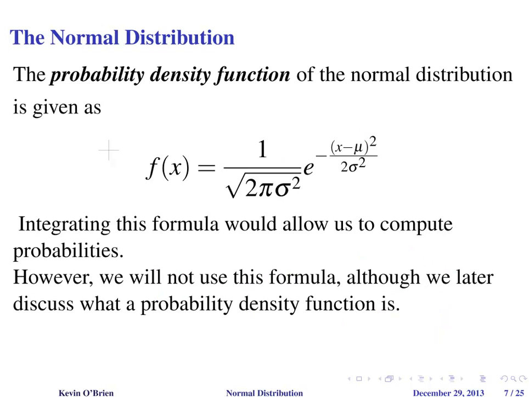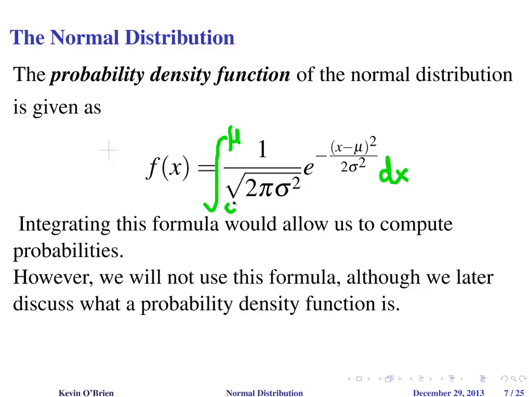So now this is the probability density function of the normal distribution. This is a very impressive looking mathematical equation, and integrating this formula would allow us to compute a lot of useful probabilities. For example, if we were to go from mu to 0, even if you are familiar with that, that's actually quite a tricky calculation.